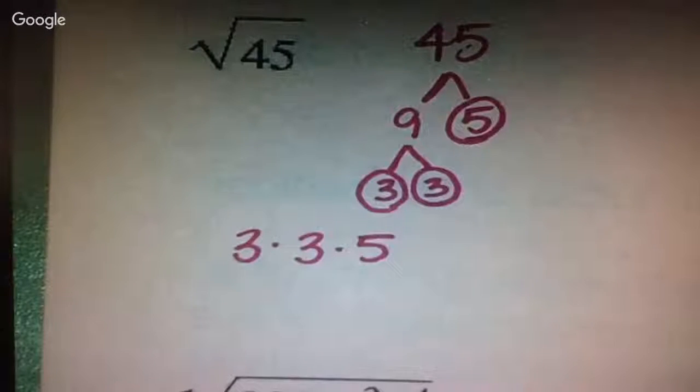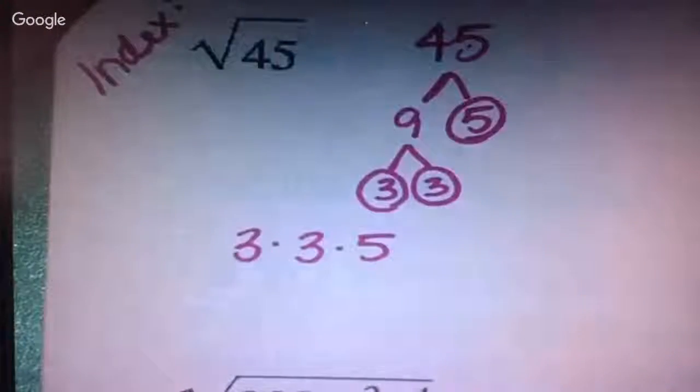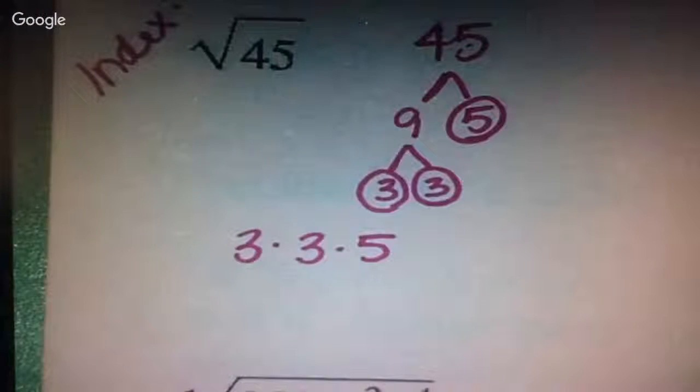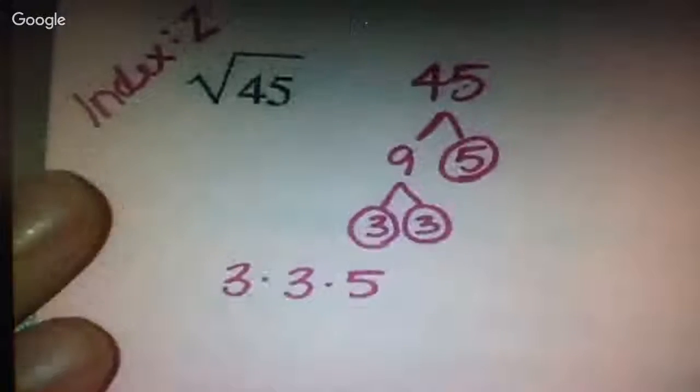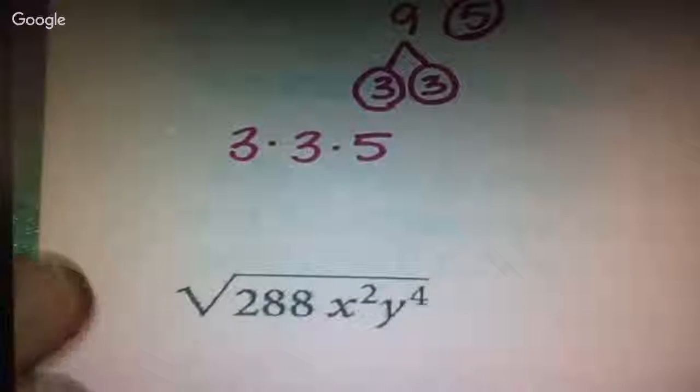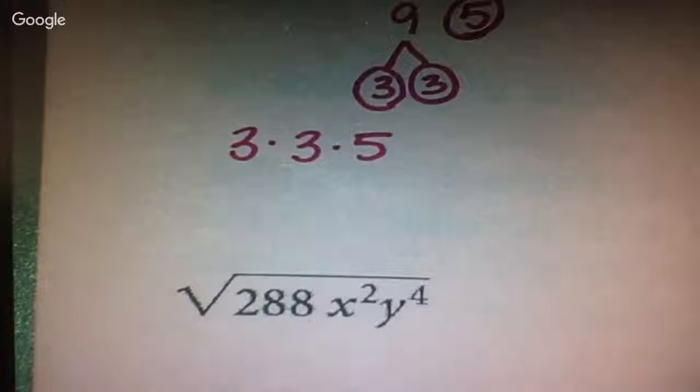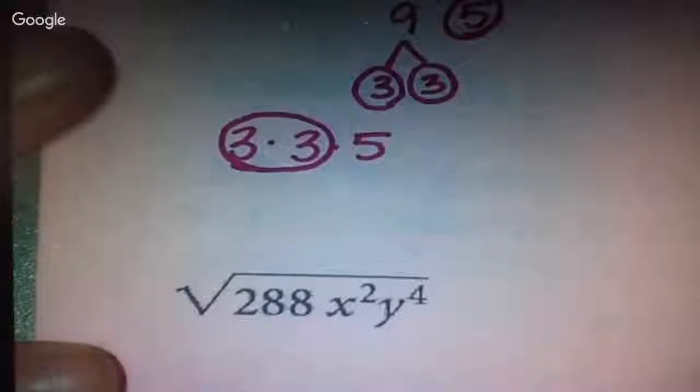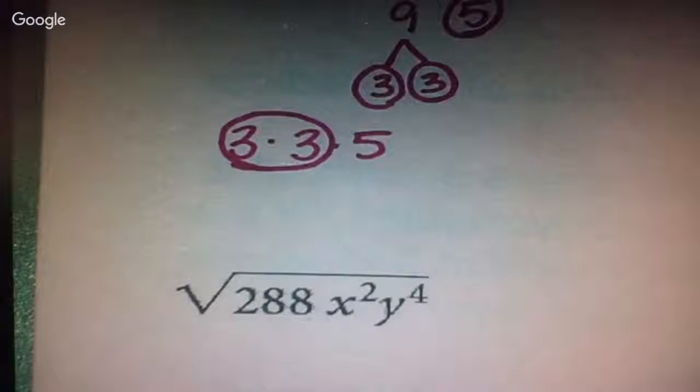Okay. You need to now look at this. What is my index? 2. There's nothing written there, so it's square root, so my index is 2. So what this means is you're going to look at your prime factorization and see, do I have 2 of something? Yes, 3s. So I'm going to circle my 2 3s. Is there anything else in 2s? No, so I'm done circling.